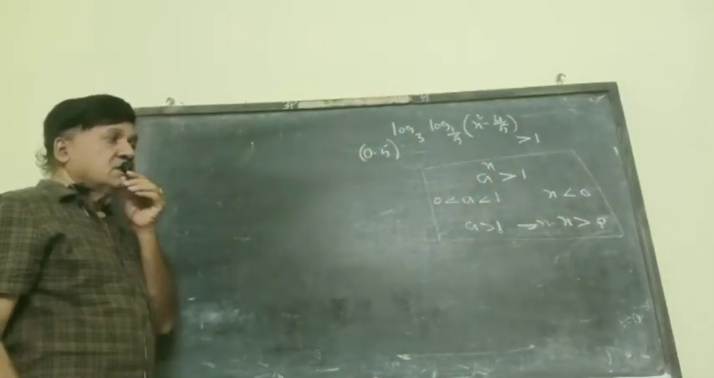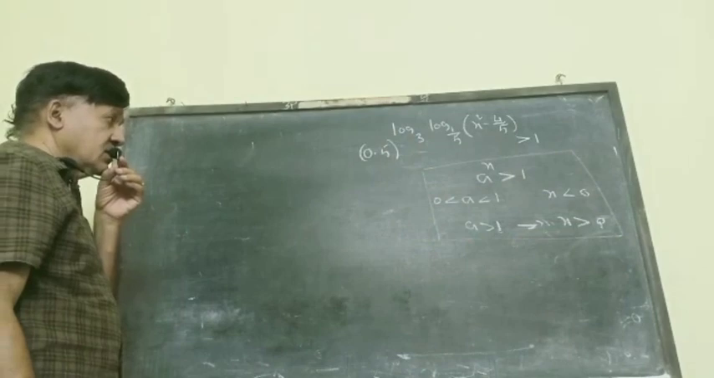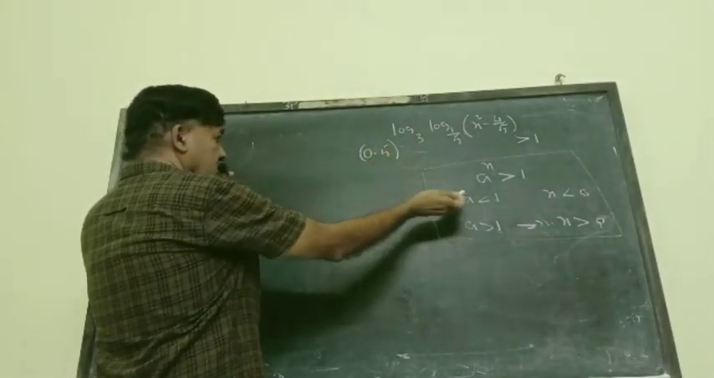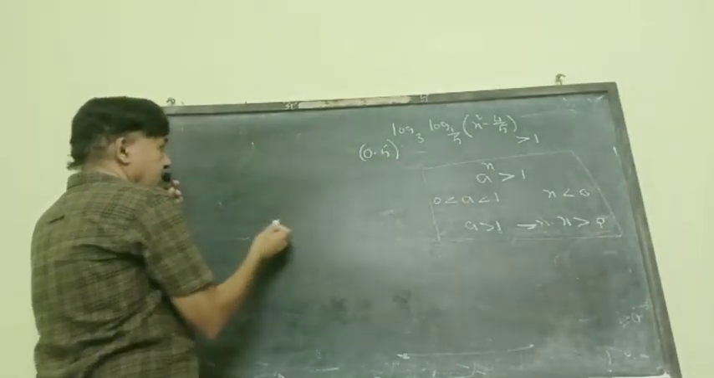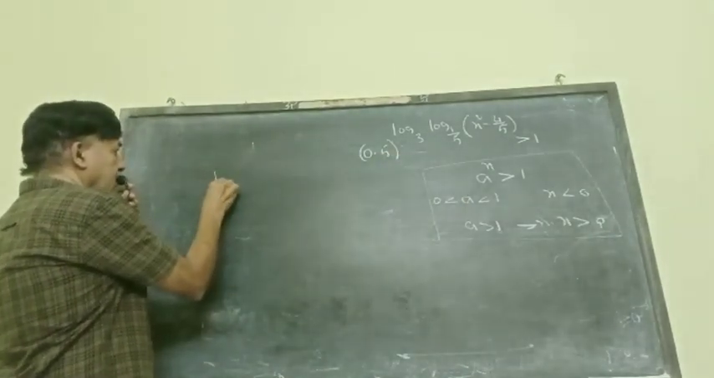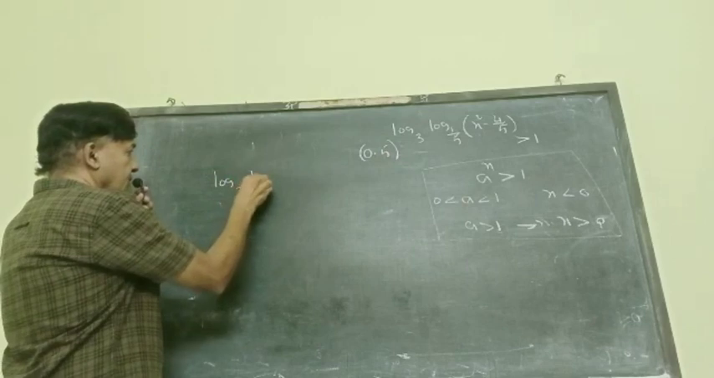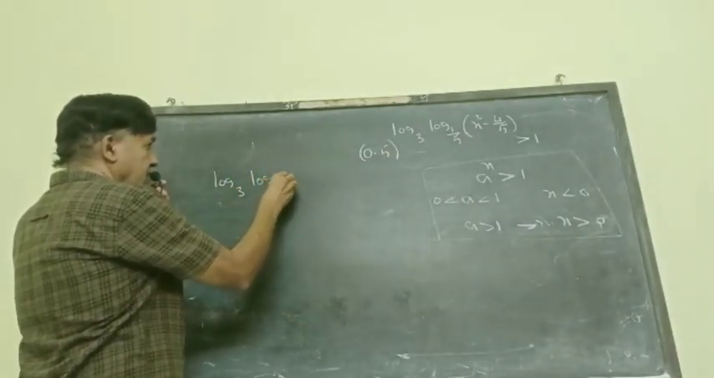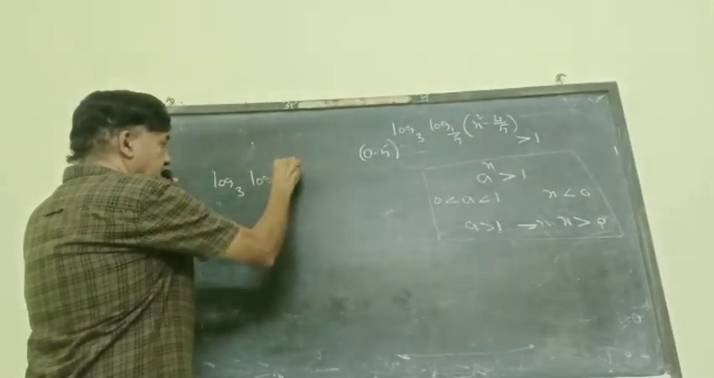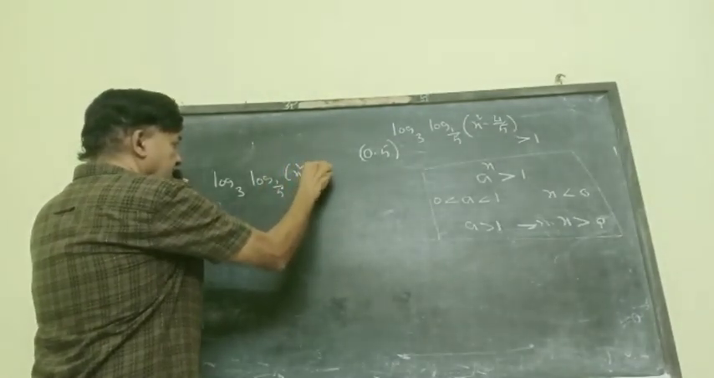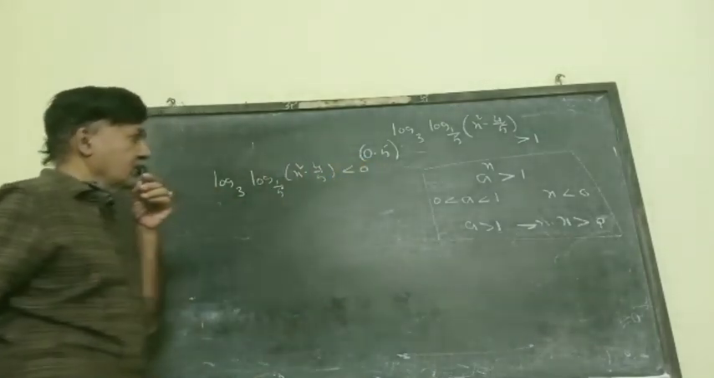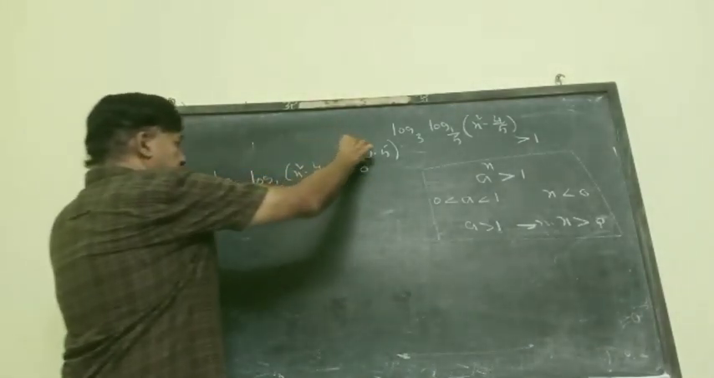You might have studied this in your lower classes, right? So, 0.5 is what for you? A fraction. So therefore, what is your first step? Log to base 3 of log to base 1 by 5 of x square minus 4 by 5 is less than 0, because the base is a fraction.